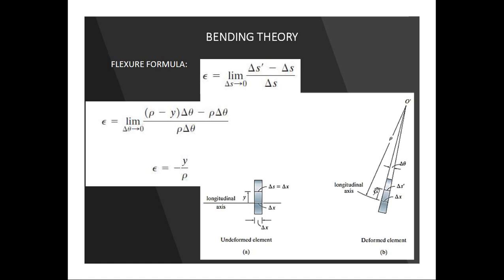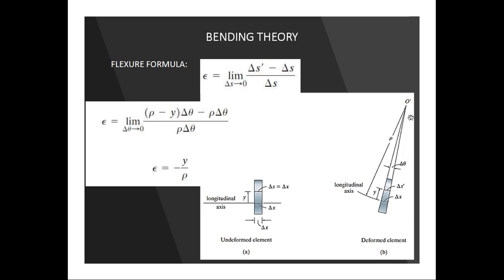So at a certain distance y from the neutral axis, there will be either elongation or compression. In this case, this is compression. Let's say delta s dash is the deformed width of the element. The strain will be the change in width upon the original width, and you can calculate it directly from here: delta s dash minus delta s, where the original width was delta s.